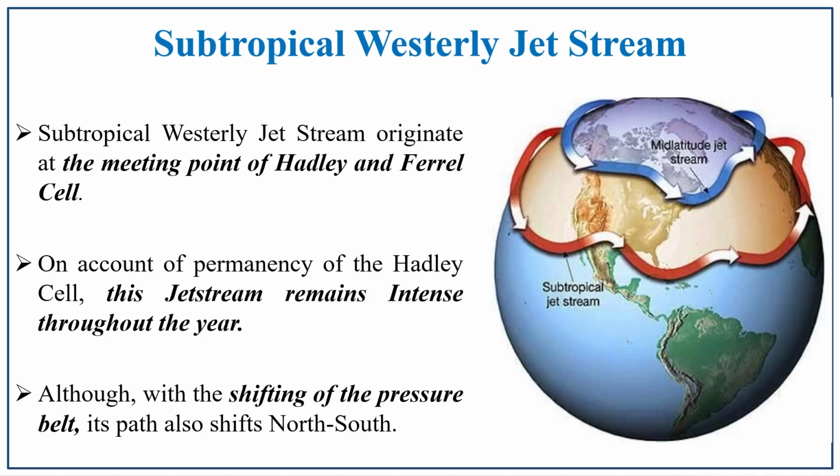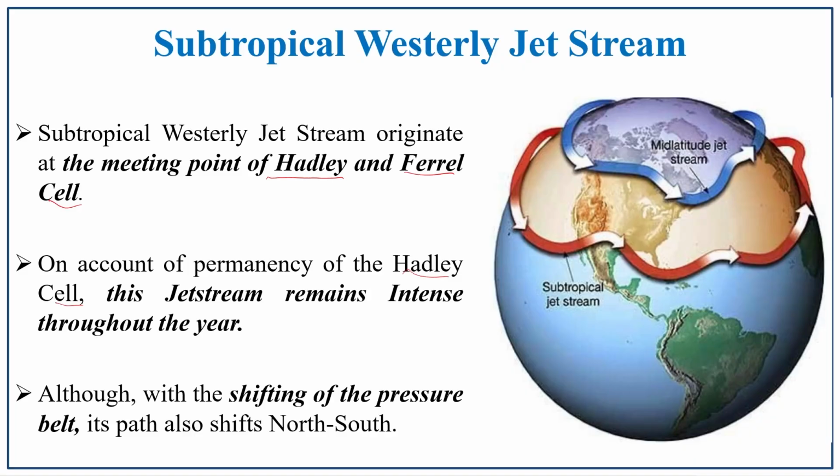The next one is the subtropical westerly jet stream. The subtropical westerly jet stream originates at the meeting point of the Hadley and Ferrel cells. In the previous slide we discussed this. Because of high pressure and low pressure, the warm air and cold air meet between these two cells. In this meeting process, there is an emergence of the jet stream, that is the subtropical westerly jet stream, on account of the permanency of the Hadley cells.